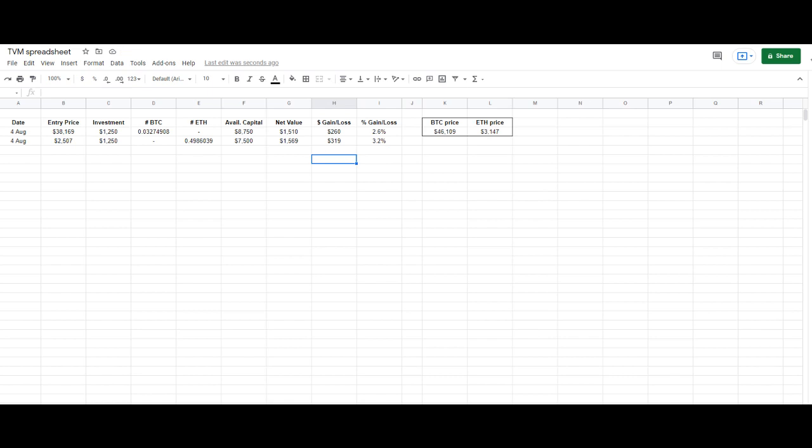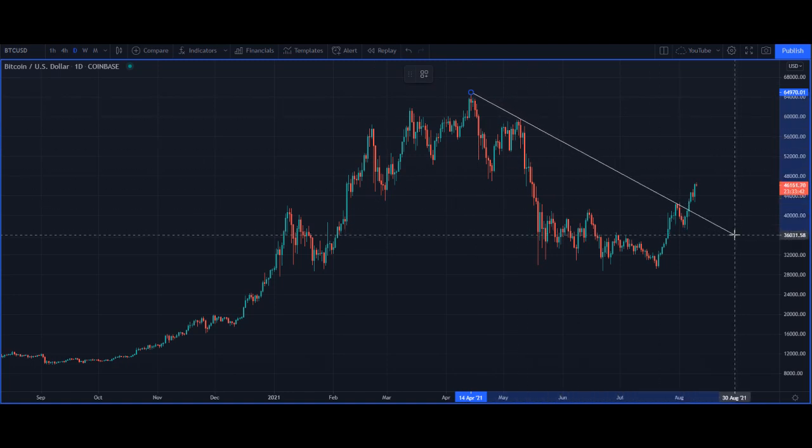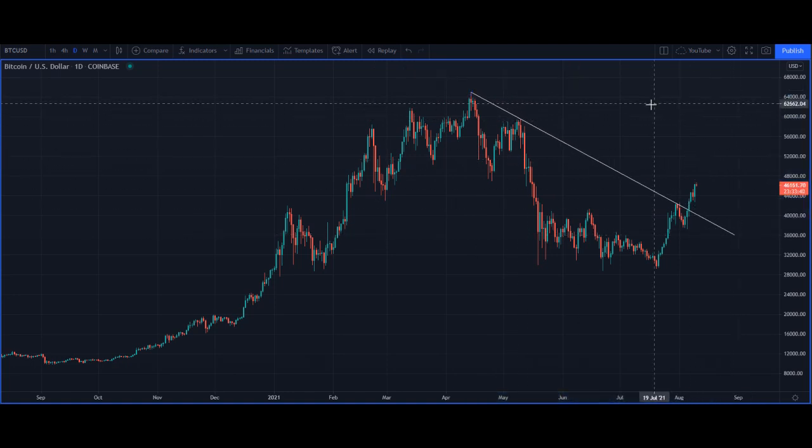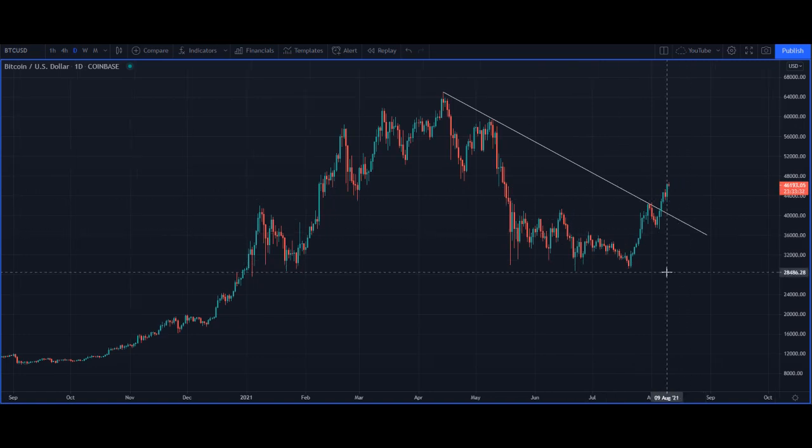And now let's take a look at the Bitcoin chart to see if I want to add on to my current position. So very simple, I want to draw a trend line here. This is just very basic technical analysis. And we can see that the market price has decisively broken above this trend line. So the downtrend may be over and we may be in a new uptrend.